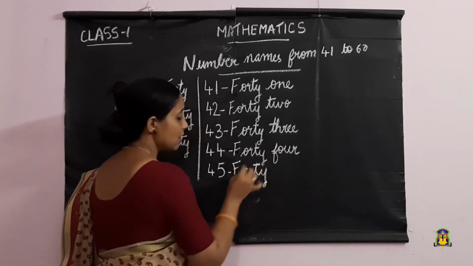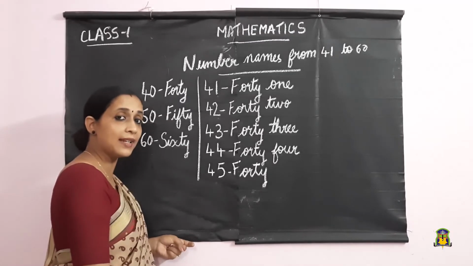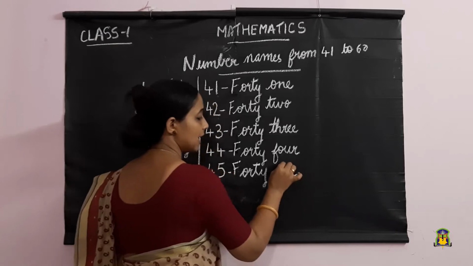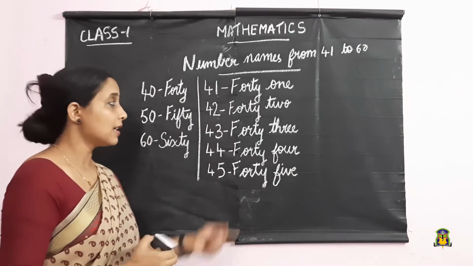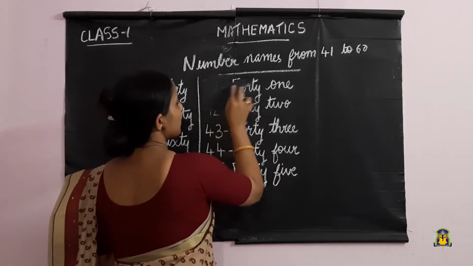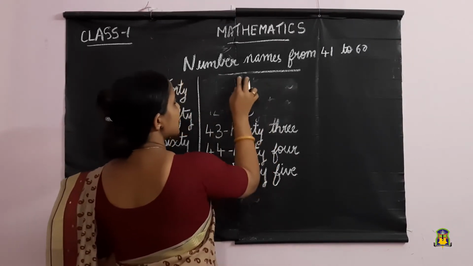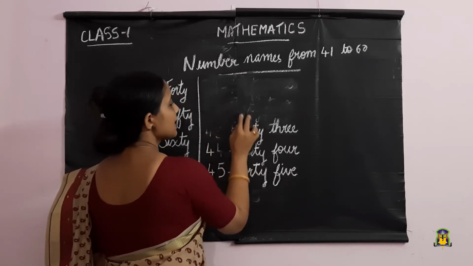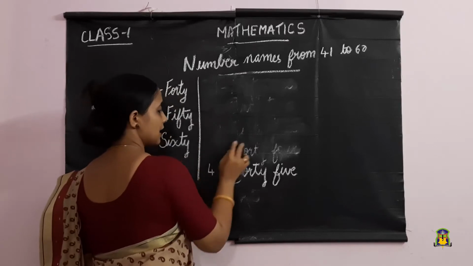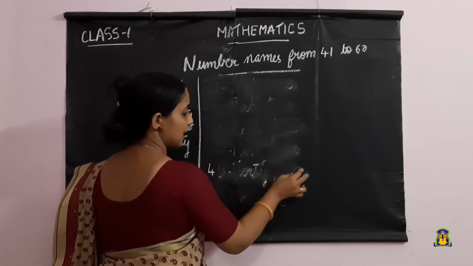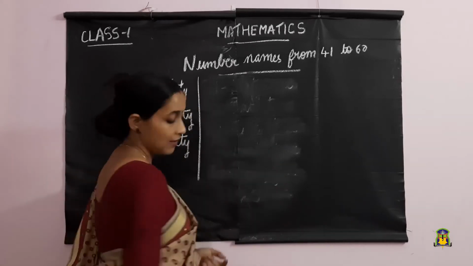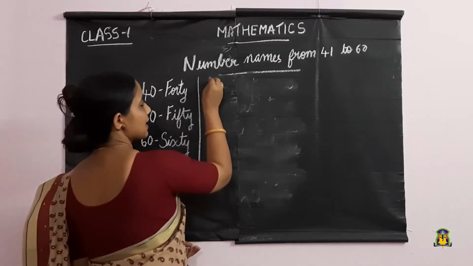F-O-R-T-Y, 40. Which number is this? 40 and 5 makes 45. And how will you write 5? F-I-V-E, 5. 45. Now tell me which number comes after 45? You all know that. Which is that? 46. After 46, 47, then 48, 49 and 50. Right? So, the number after 45 is 46.